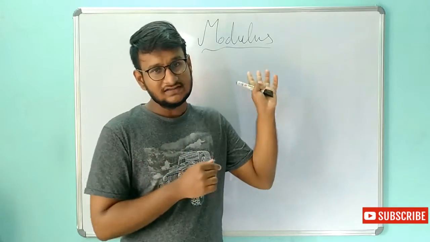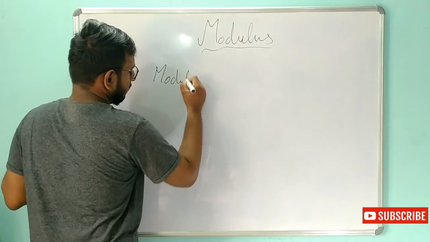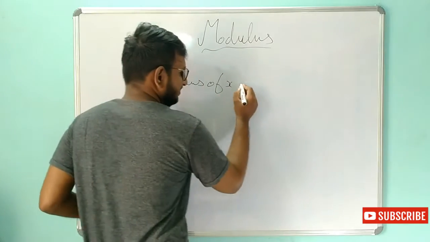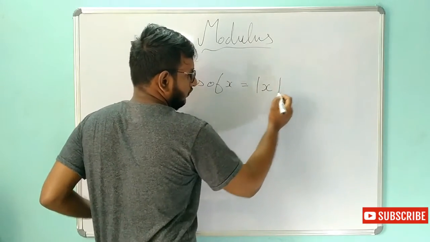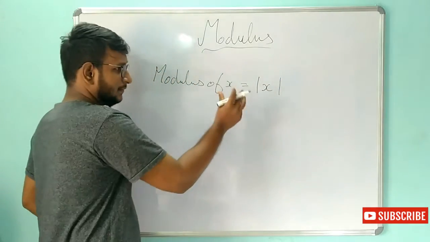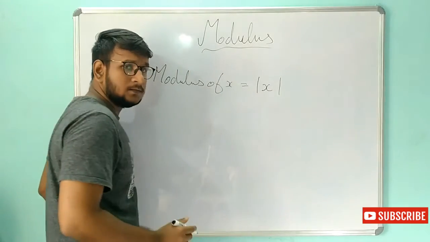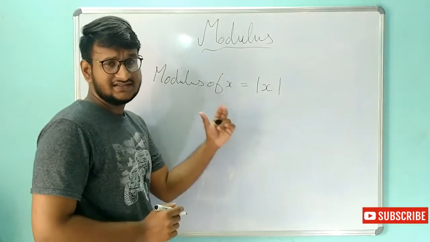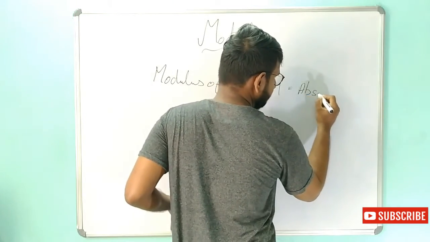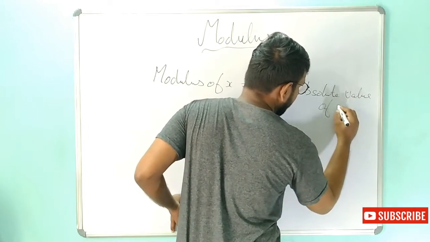But in case of modulus, if someone says modulus of x, it is usually represented like this, with two parallel dashes and the number in between. This is known as modulus of x. What modulus of x actually means is the absolute value of x.